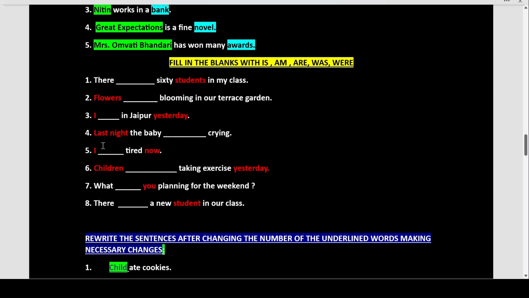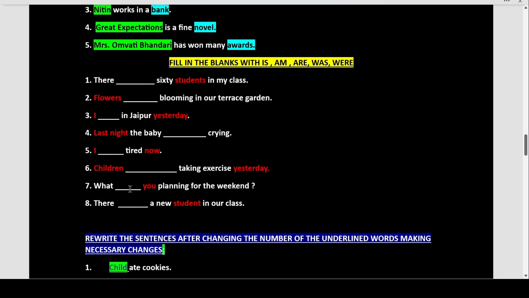I dash tired now. I am tired now. Now because this is in present tense we use I am tired now. Next, children dash taking exercise yesterday. Children were taking exercise yesterday. Why were and not was? Because children is plural and were is the verb form of plural to be used here. Yesterday, because it is past tense, so it will be were. What dash you planning for the weekend? What are you planning for the weekend? Weekend is something which we are talking about in the future. So we will write, what are you planning for the weekend?